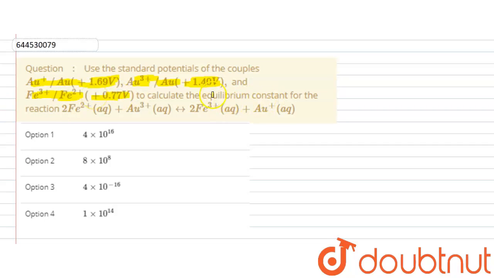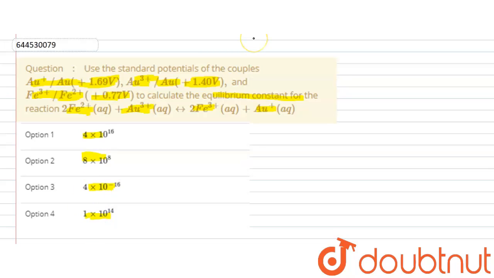We need to calculate the equilibrium constant for the reaction 2Fe2+ + Au3+ gives 2Fe3+ + Au+. Fine. And these are the given options for the question: 4 into 10 to the power 16, 8 into 10 to the power 8, 4 into 10 to the power minus 16, and 1 into 10 to the power 14.